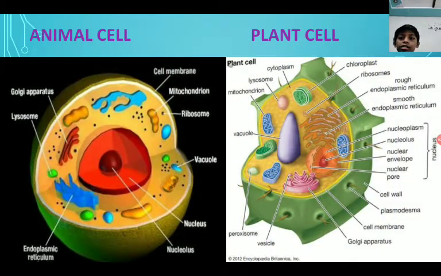You can look at the pictures of the animal cell and plant cell. In the animal cell there is a very small vacuole. Sometimes it is absent also, and in the plant cell there is a very big vacuole.